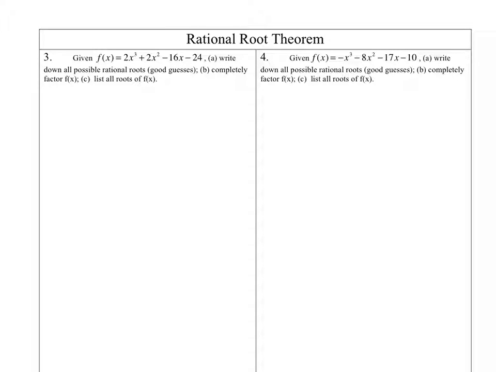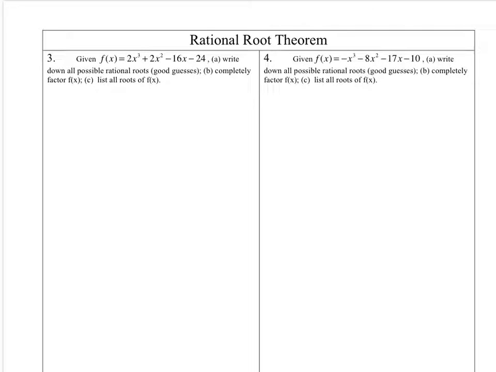For numbers 3 and 4, we're looking at the rational root theorem. First of all, I've got to write down all possible rational roots, and then I've got to completely factor this polynomial. Okay. I'm going to do the factors of 24 divided by the factors of 2. So that's 2 and 1 up there, and then for 24, we've got a whole bunch. I'm going to write them down below. All right, so that's plus or minus 1, and that's divided by 1.